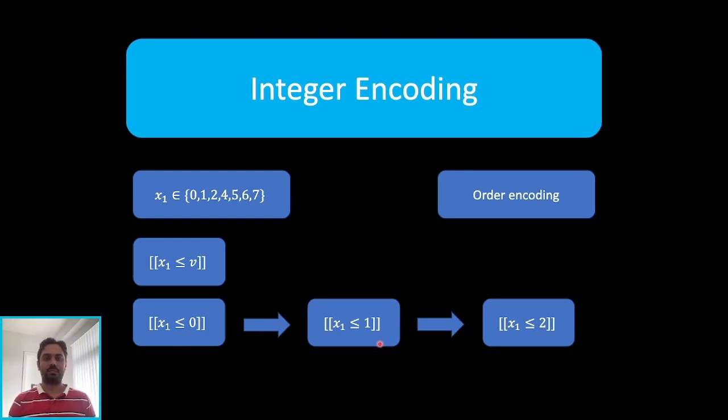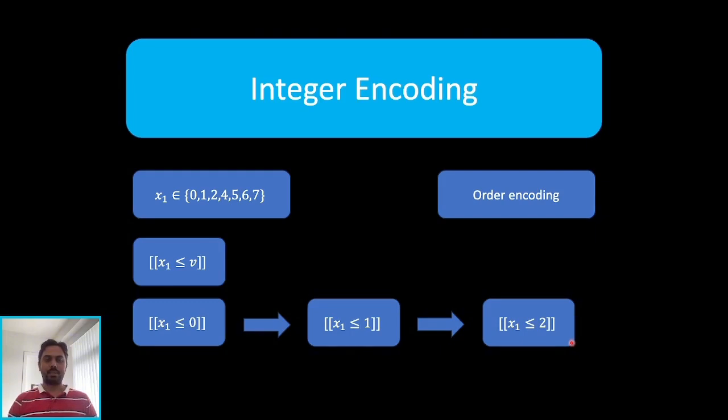If you want strictly greater than, that is also possible. We'll first convert it into greater or equal to using the next domain value. For example, if you want to say x1 is strictly greater than 2, that basically means x1 is greater or equal to 4, and we can do it by saying not of this one.